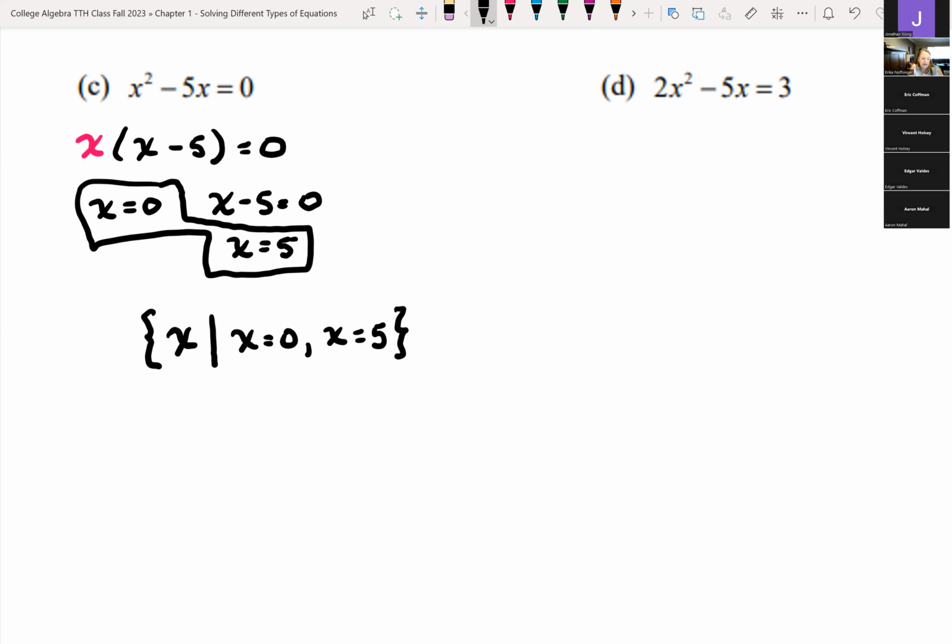So looking at the next problem, we have 2x squared minus 5x equals 3. Notice that this is not in standard form. It's not set equal to 0. So we want to rewrite this so that it is set equal to 0. The easiest thing to do is get rid of the 3 on the right-hand side by subtracting 3 on both sides of our equal sign. So we have 2x squared minus 5x minus 3 is equal to 0.